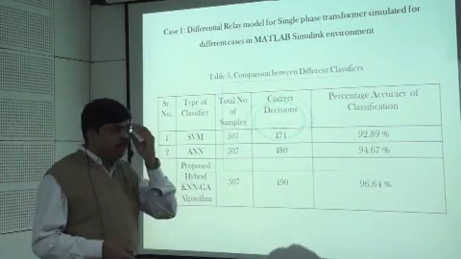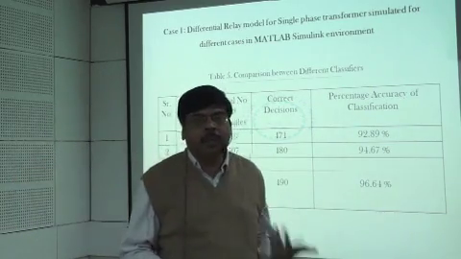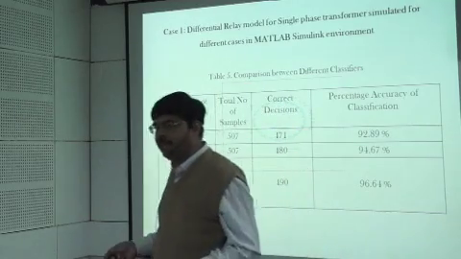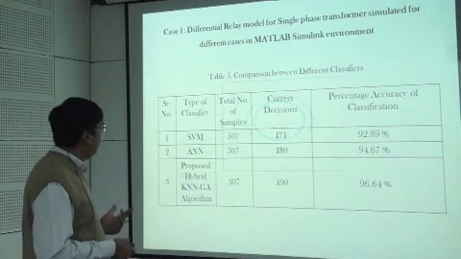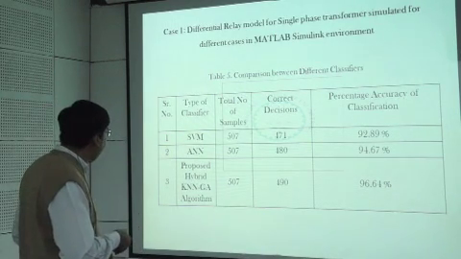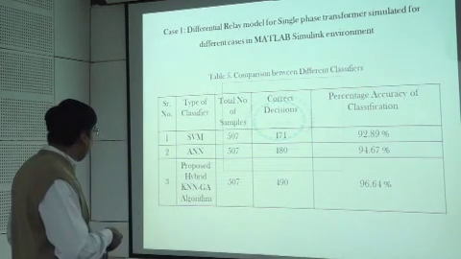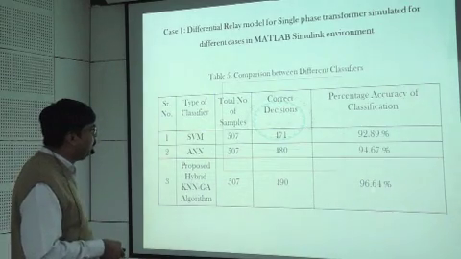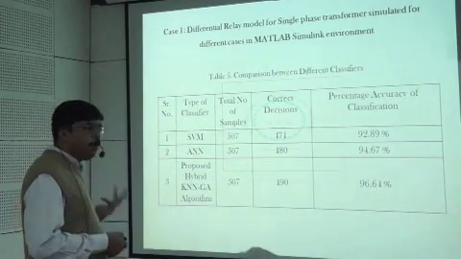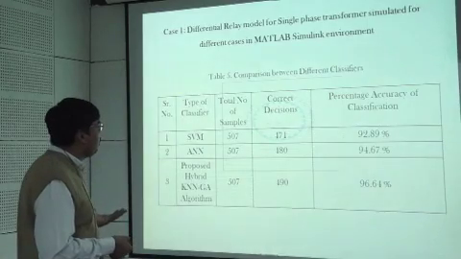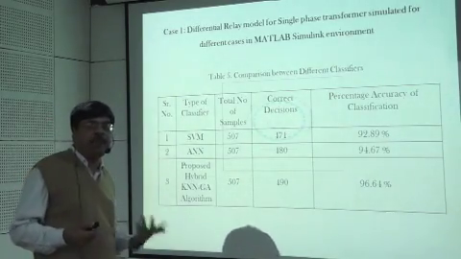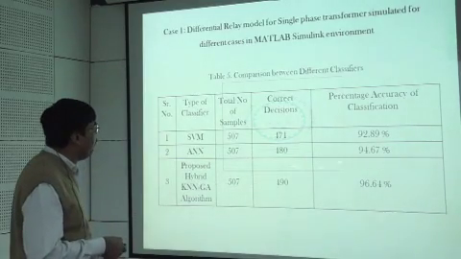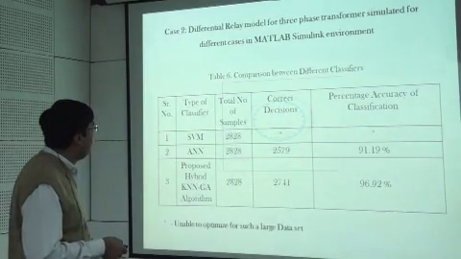Then the performance of the developed algorithm for data obtained on various cases. Case 1, MATLAB Simulink model, single phase, total conditions are 507. The proposed algorithm gives an accuracy of 96.64%, whereas the support vector machine gives an accuracy of 92.89% and ANN with back propagation feed-forward network an accuracy of 94.67%.